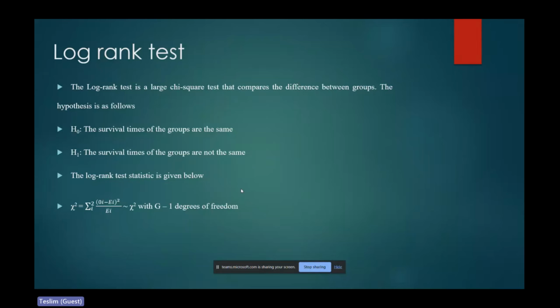So in that particular cancer stage, we have stage 1, stage 2, stage 3. The log rank will test if the survival times of these stages are the same. Survival time of stage 1 is the same as survival time of stage 2, or survival time of stage 2 is the same as survival time of stage 3. So that is what the log rank tests. And the formula is given below. It's almost the formula for the chi-square distribution. It's distributed chi-square with g minus 1 degrees of freedom.